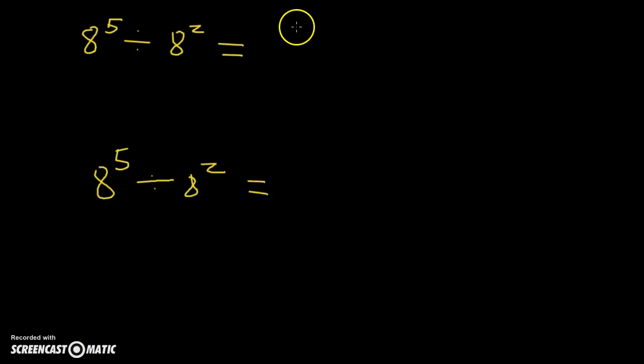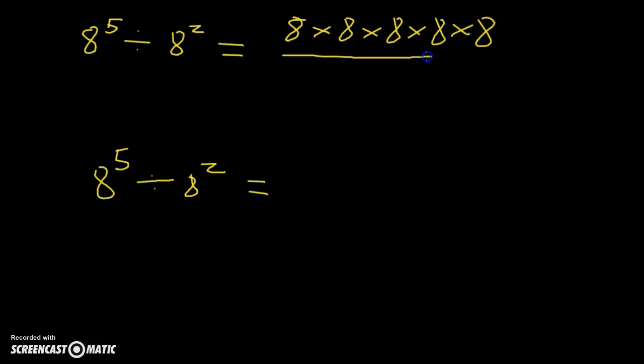Now dividing. Again, we'll do this the long way, and then you'll hopefully spot the quicker way. So 8 multiplied together 5 times, or 8 to the power of 5, divided by 8 squared. Cancel out common factors, and that leaves us with 8 to the power of 1, 2, 3.